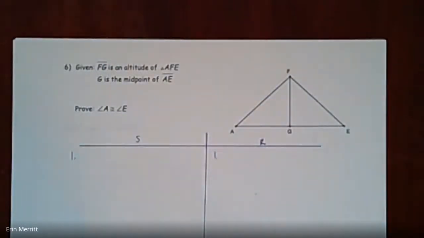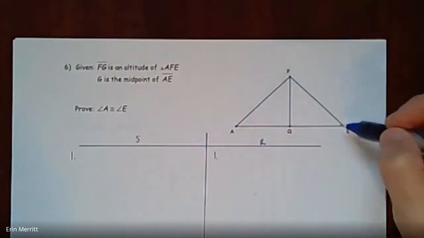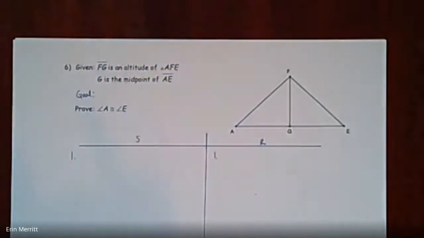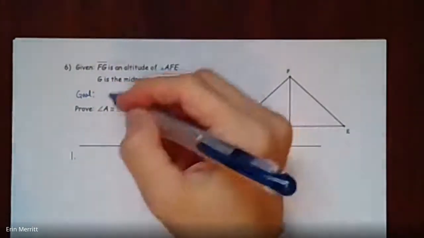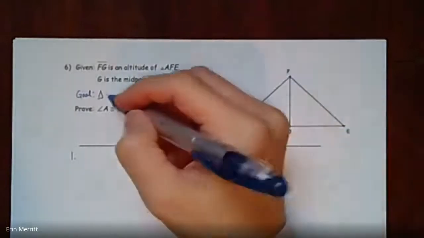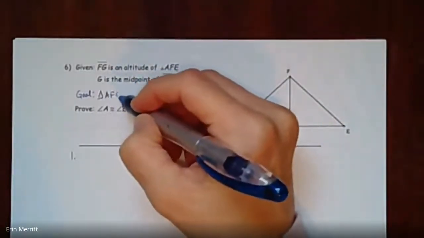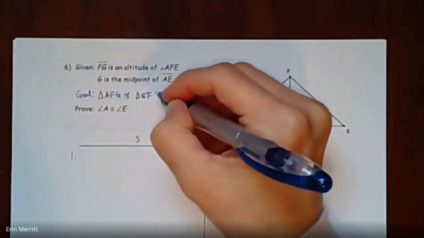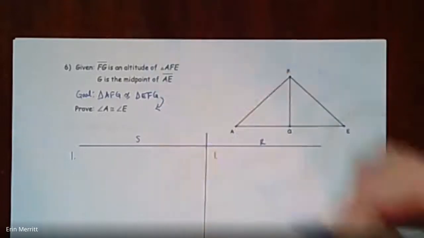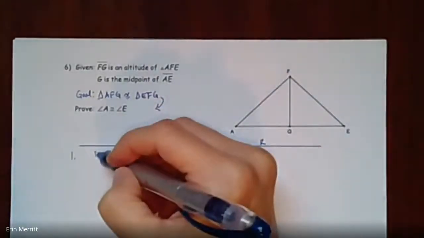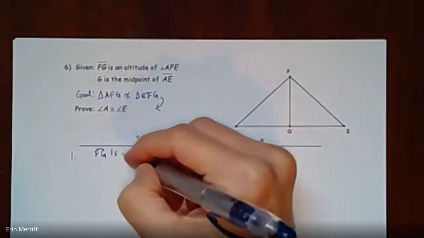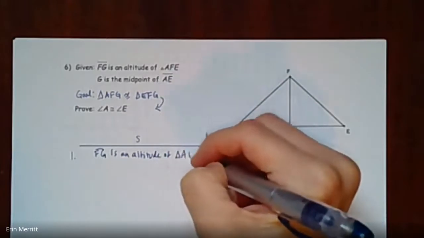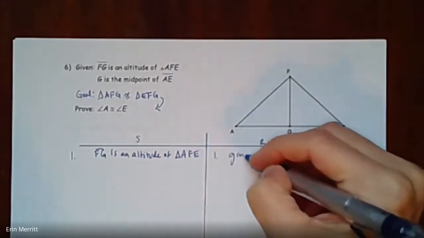Now the fact that we're going to try to prove angle A down here congruent to angle E, that means our goal step, and we can maybe even squeeze it in right here, should be that we want congruent triangles first. So I would say that we would want triangle AFG congruent to triangle EFG. And then if we can get those triangles, then we can go right on to getting those angles there. All right. FG is an altitude of triangle AFE. Whew, that's a lot. Given.